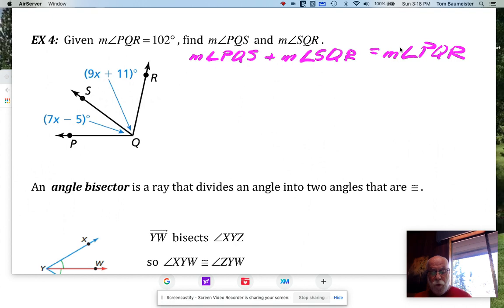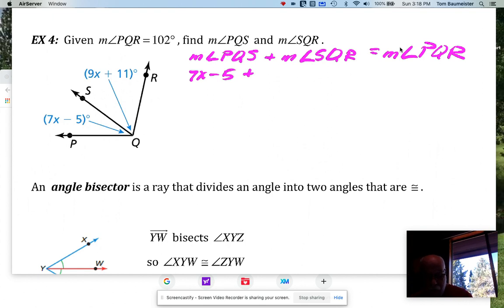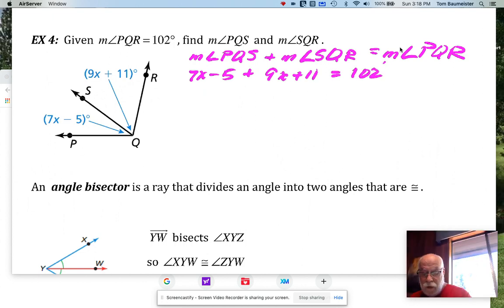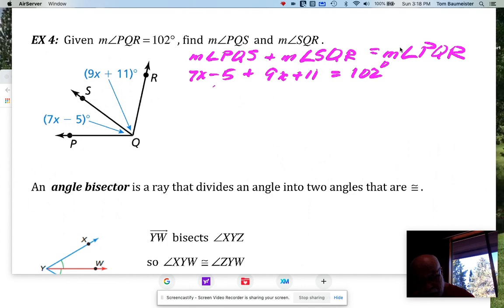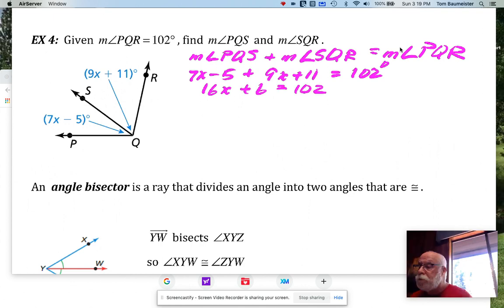All right, so if we look at this, we can say that PQS, 7x minus 5 degrees plus our other part, 9x plus 11 degrees, is equal to 102 degrees. So let's just go ahead and combine our like terms. Since it's all on one side, we can say it's 16x. And then we have negative 5 plus 11, which would be plus 6, is equal to 102.